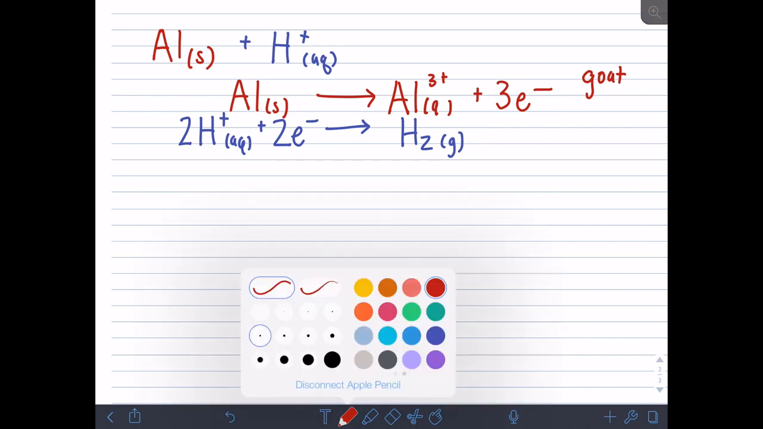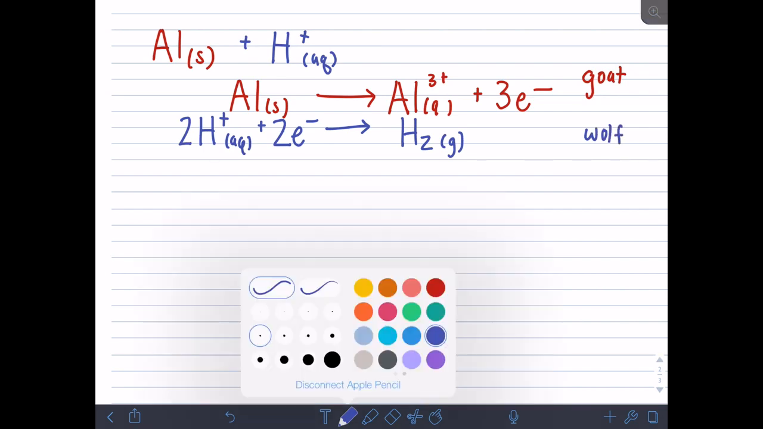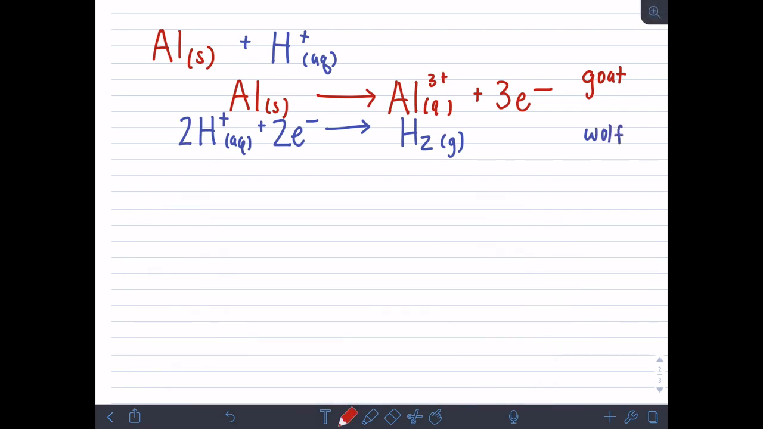And H2 gas, H+ ions are our wolf. 1 aluminum will produce 3 electrons. 2 H+'s require 2 electrons. If we were to combine these as is, we would have a leftover electron, and you can never have electrons left over in a balanced chemical equation.